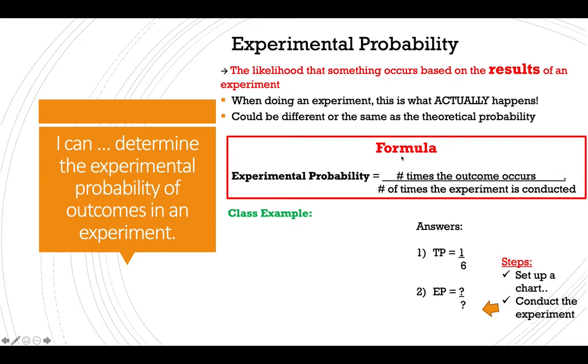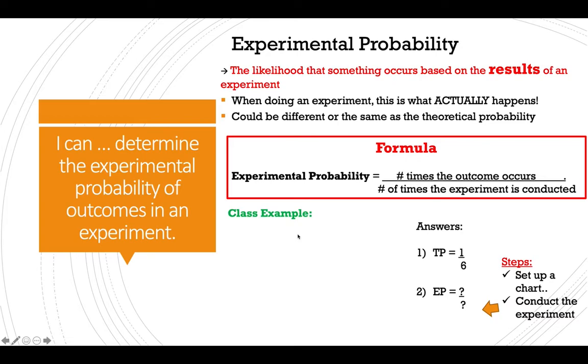Okay, so the formula for experimental probability is the number of times the outcome occurs. So this is how many times it actually occurred, how many times it actually happened. And then this bottom one is the number of times the experiment is conducted, okay? So how many times did it happen compared to how many times did you actually do the experiment? Okay, so here we go.